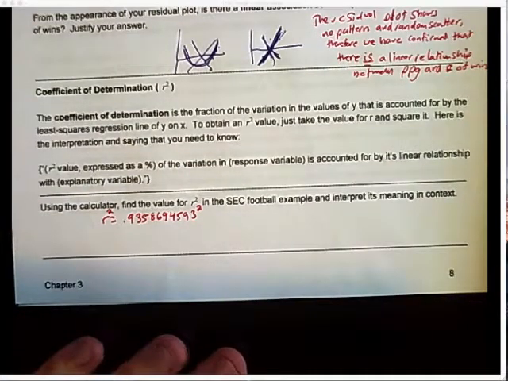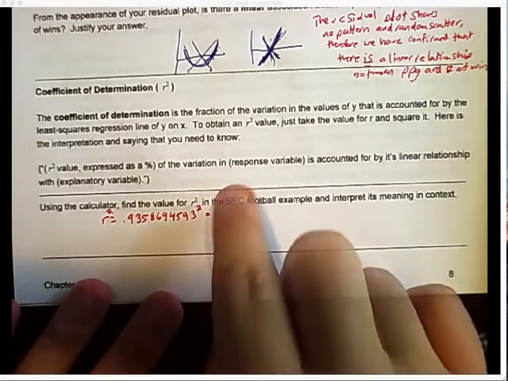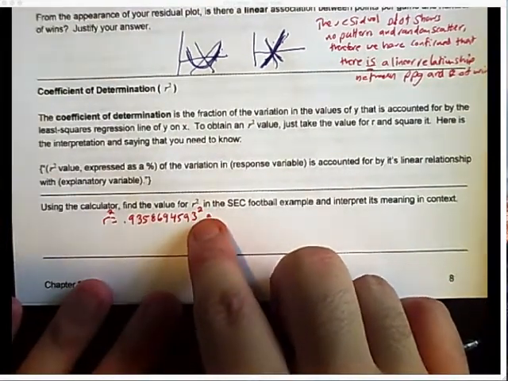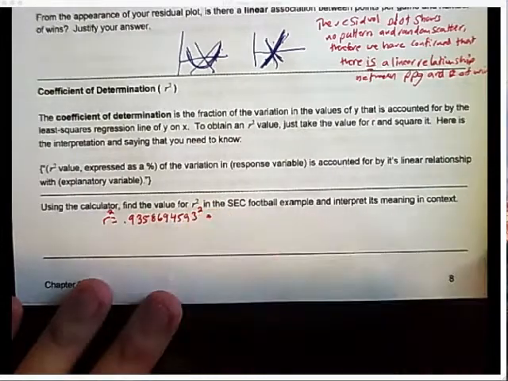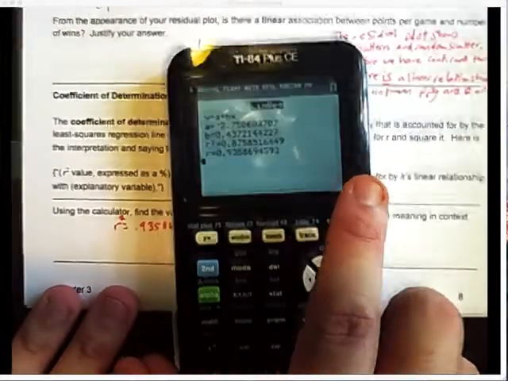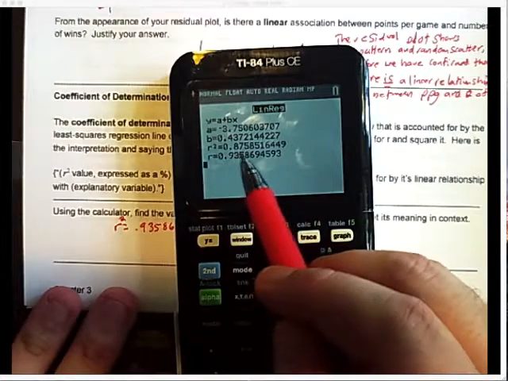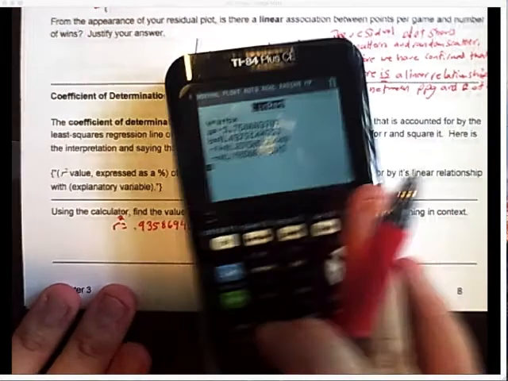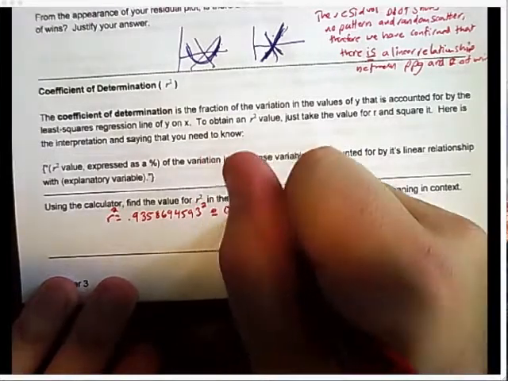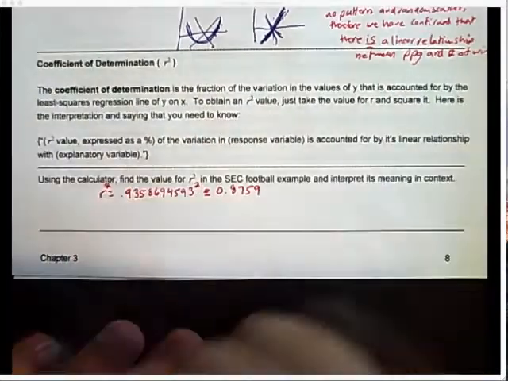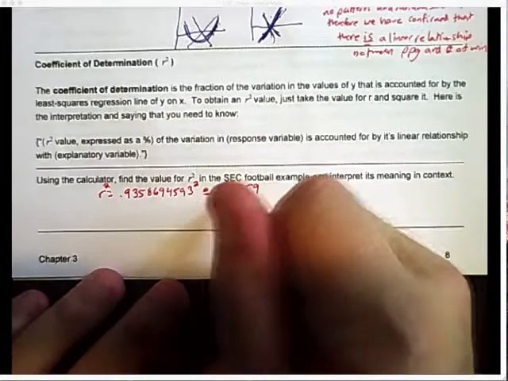But I'm just saying, if they gave you r in a multiple choice problem and asked you for r squared, you would just square it. But with a calculator, it gives me r squared already. That would be 0.8759 if I round. Here's the meaning of that. Treat this like it's a percent.